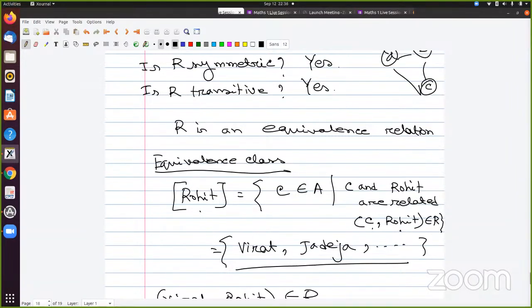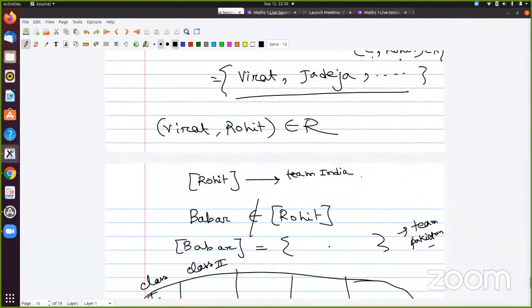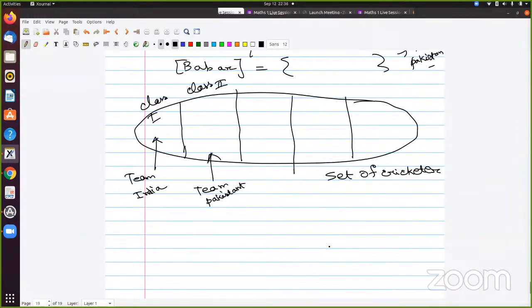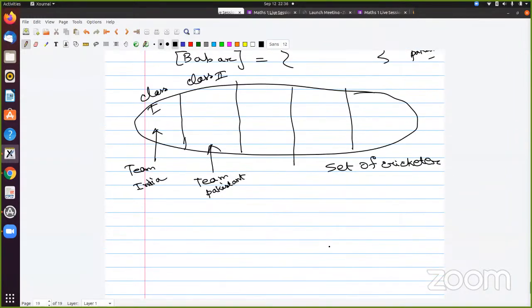What is the class? Team Australia, no? Sorry, Team India, right? Clear, no? Is it clear to everyone? Yes, sir. Clear.